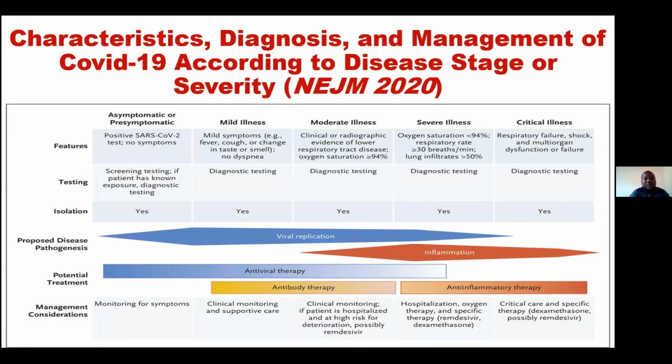So for our patients who are asymptomatic, take care of monitoring the oxygen saturation. They become mild if they start having non-specific symptoms like fever, coughing, but without dyspnea. They will start being moderate illness when the saturation starts to be less than 94.